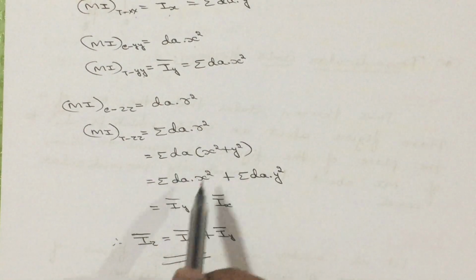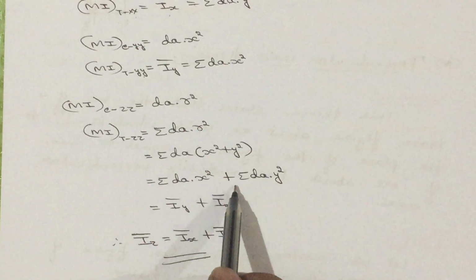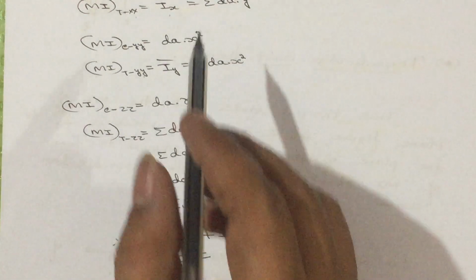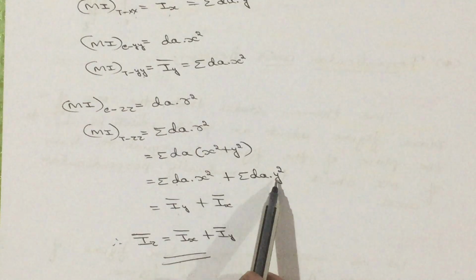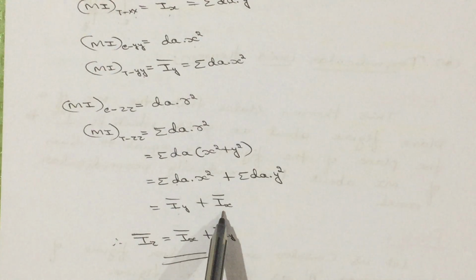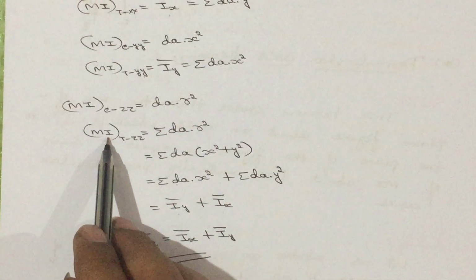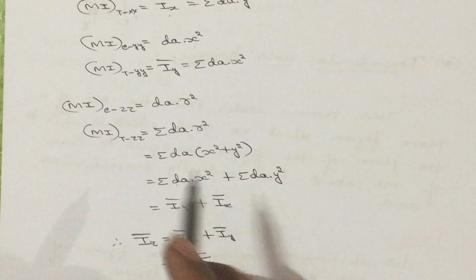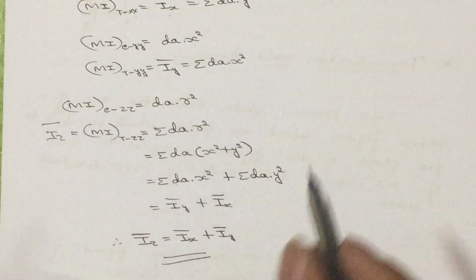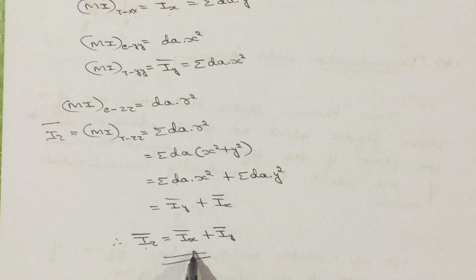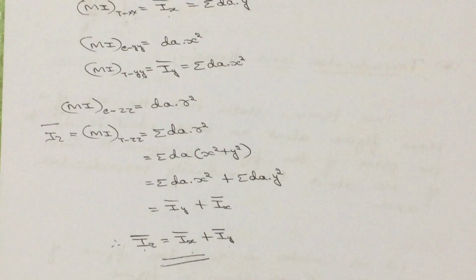So if we multiply, it will become summation of dA into x square plus summation of dA into y square. We know that summation of dA into x square is nothing but Iy bar, and summation of dA into y square is nothing but Ix bar. So the moment of inertia of the total area with respect to zz is nothing but Iz bar. We got Iz bar is equal to Ix bar plus Iy bar. This is regarding the perpendicular axis theorem. Thank you.